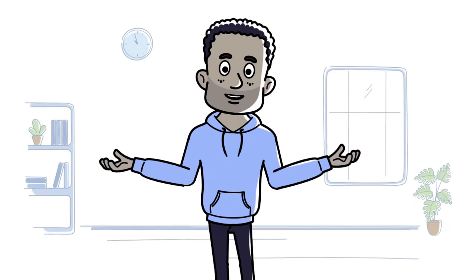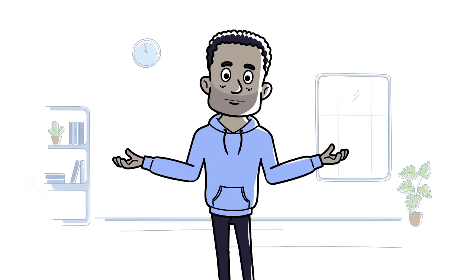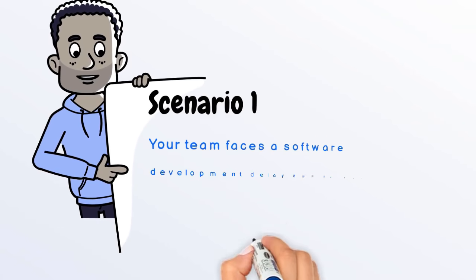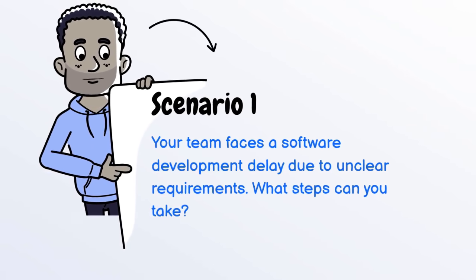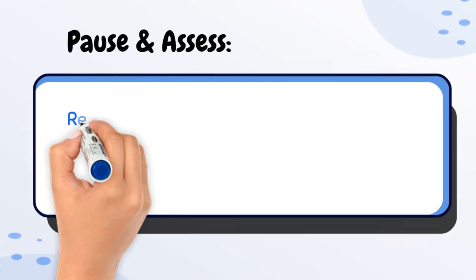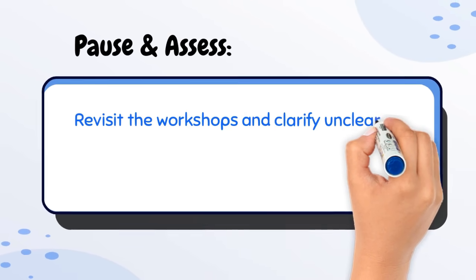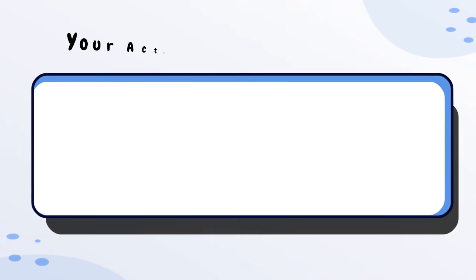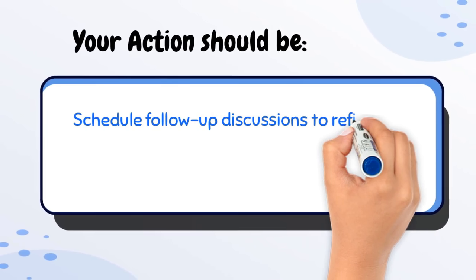Now let's review knowledge retention through a couple of real-life scenarios. Your team faces a software development delay. What steps can you take? Pause and assess. Revisit the workshops and clarify unclear points. Your action should be: schedule follow-up discussions to refine requirements.